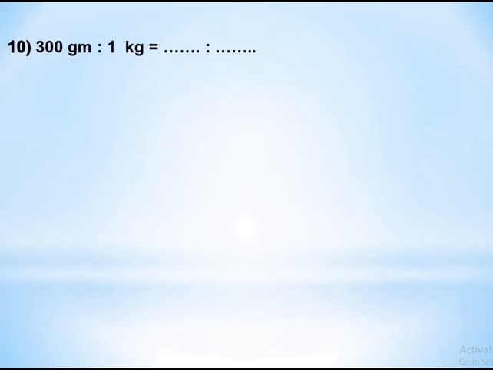If I want to simplify 300 grams to 1 kilogram, first we have to convert from kilogram to gram by multiplying by 1000. So the ratio will be 300 to 1000. Then divide both of them by 100. It will be 3 to 10, and we can't simplify again. So it will be 3 to 10.